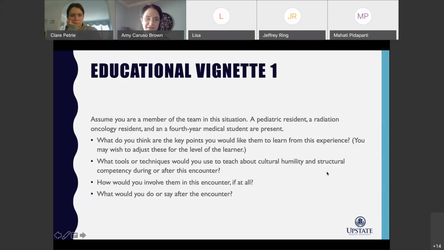So when I think about this case, there's lessons, particularly for the medical student and the resident, about the limits of decision-making authority: when parents can make decisions, when teenagers can make decisions. So we have a young teen who probably doesn't qualify as a mature minor, but I might want them to think about some of those issues.